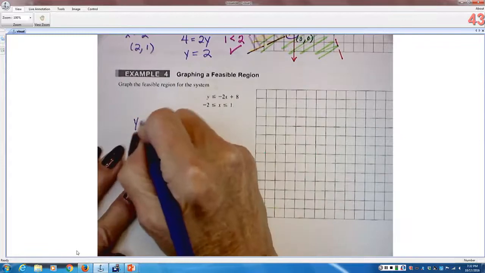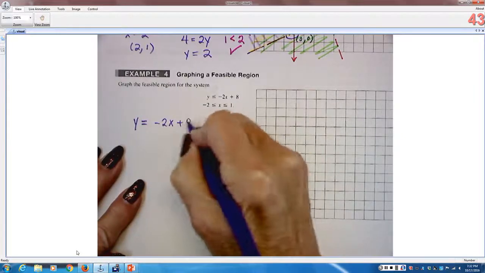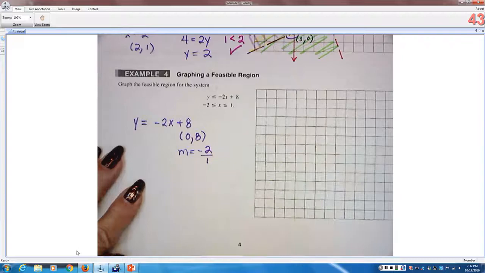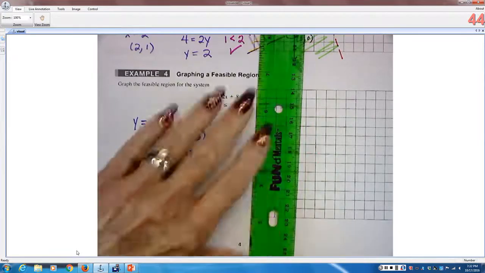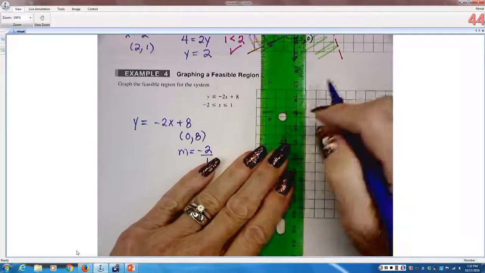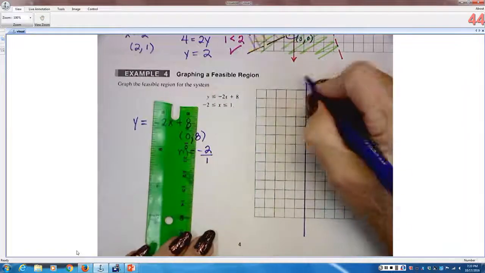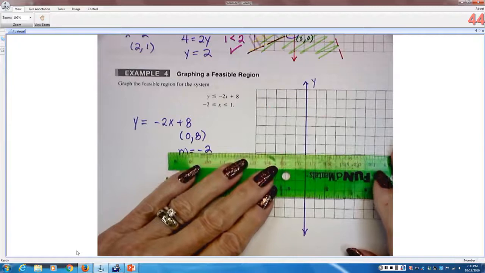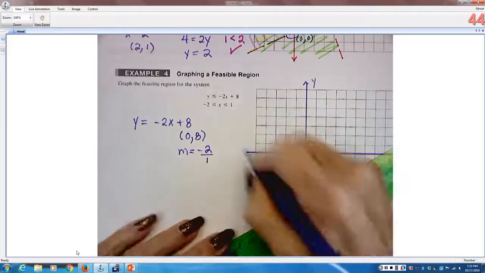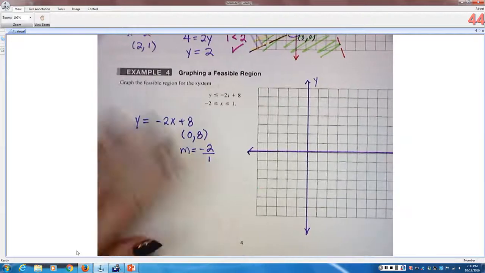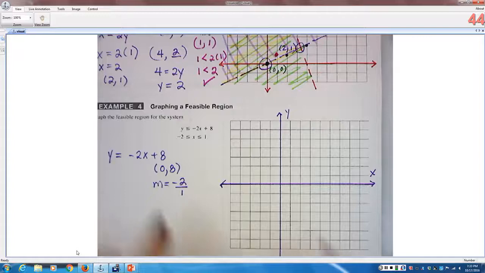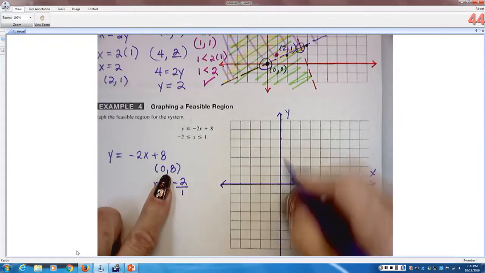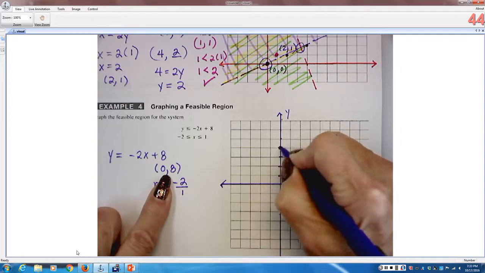So on paper, I'm first going to graph y equals negative 2x plus 8. The y-intercept is 0, 8. The slope is negative 2 over 1. So the point 0, 8 is 1, 2, 3, 4, 5, 6, 7. Oh, I didn't plan very well this time. 2, 4, 6, 8. I'm going to go by 2s.